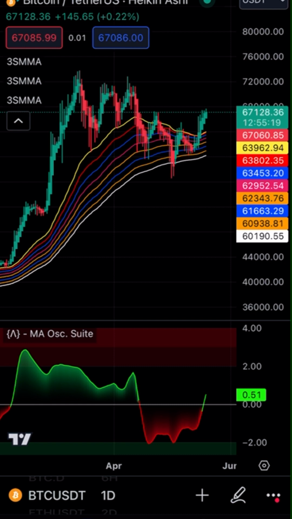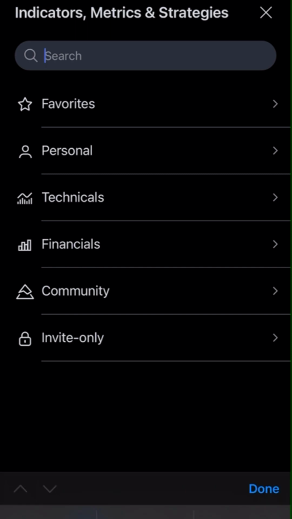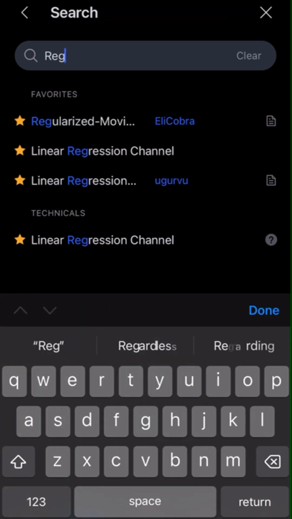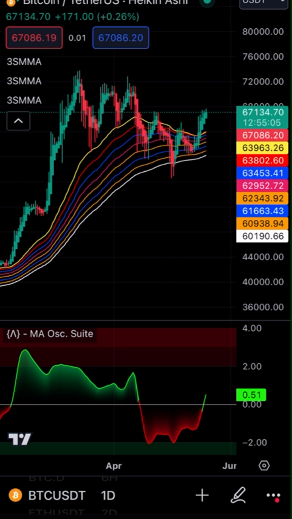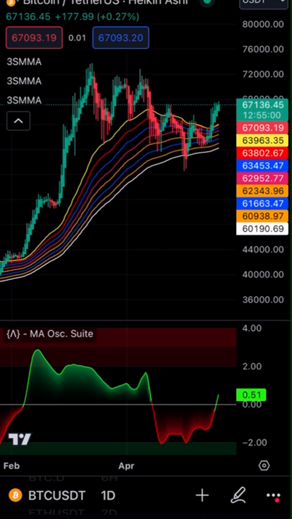The only other indicator we want to add to this strategy, we go here and search for regularized. It's the regularized moving average suite, by L.E. Cobra. You want to get that one, and once you have that, you're basically set up for this strategy. It's pretty simple.